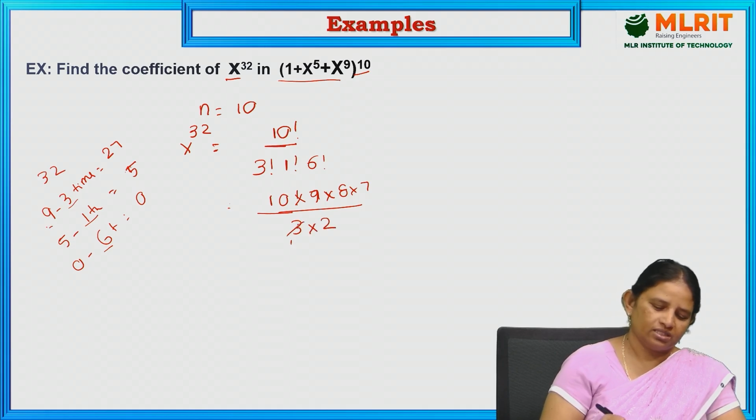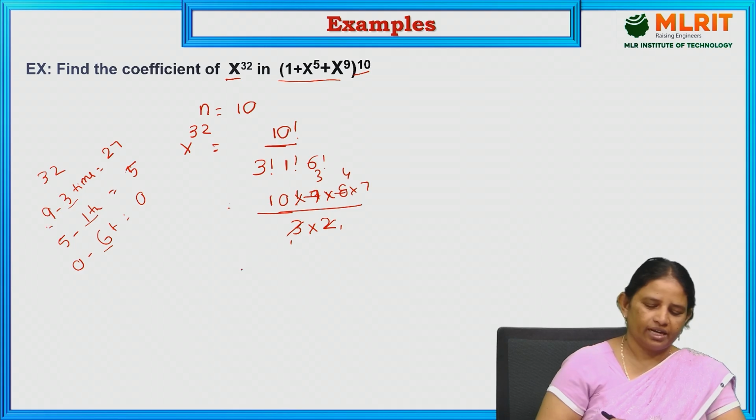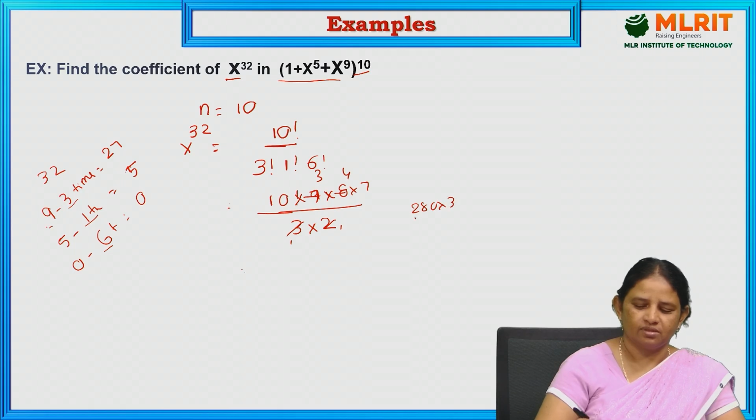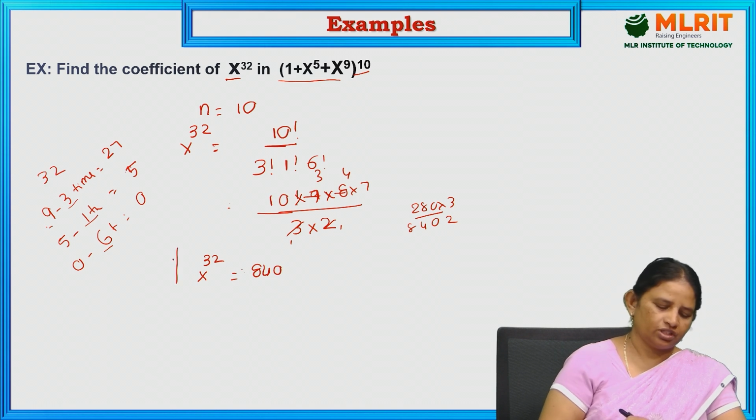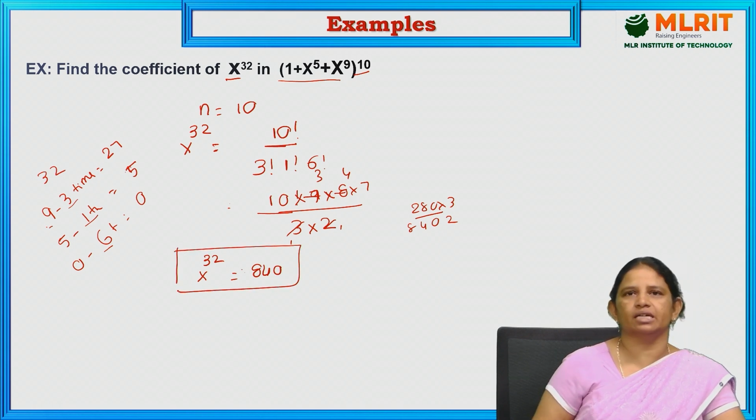3 factorial means 3 into 2. So 7 4s are 28, 280 into 3, that is 840. So the coefficient of x to the power of 32 is 840.